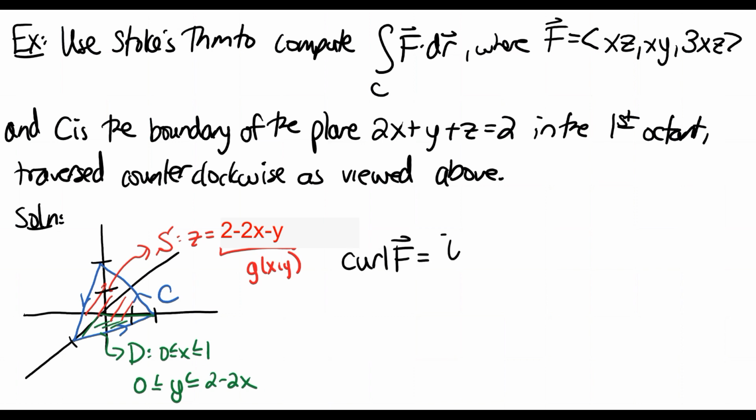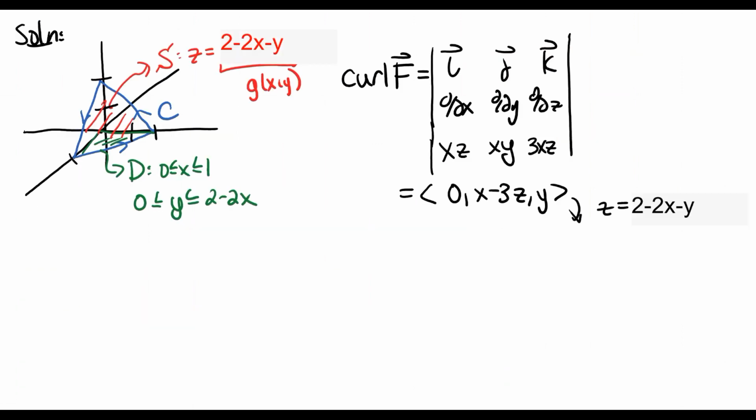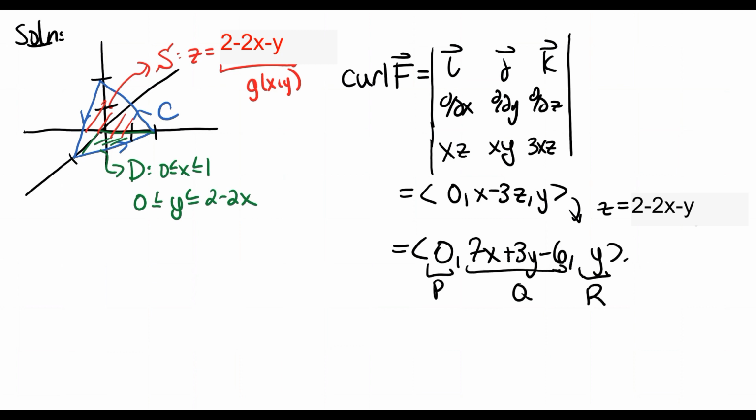To use Stokes' theorem, we'll need the curl of F. The curl is computed as the cross product of the nabla operator with F, shown here. We can compute that the curl of F is (0, x minus 3z, y). When restricted to S, z equals 2 minus 2x minus y, so I'll plug that in for z in the second component. When using the formula, our P will be 0, our Q will be 7x minus 3y minus 6, and R will equal y.